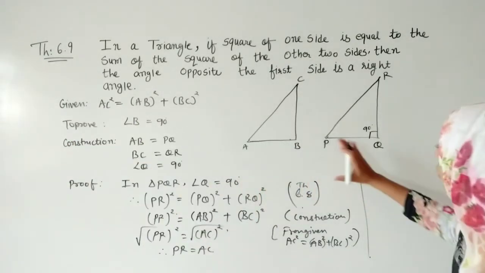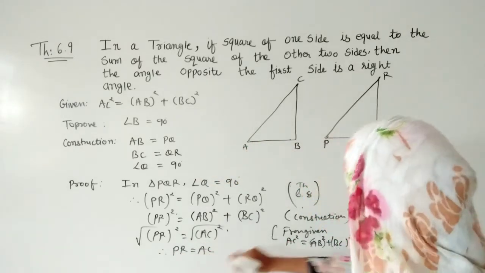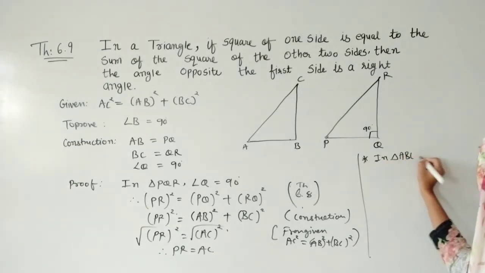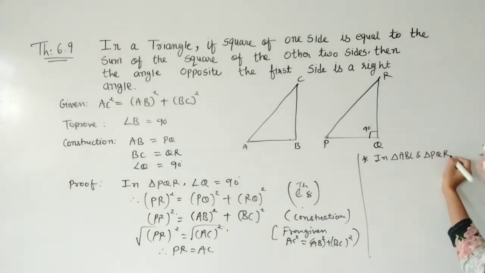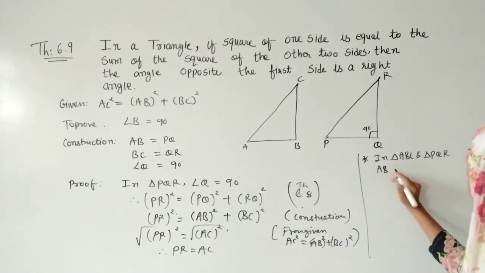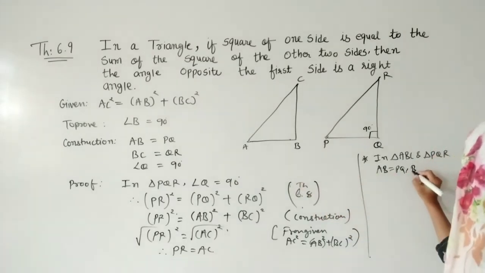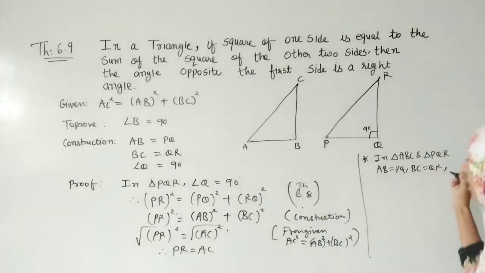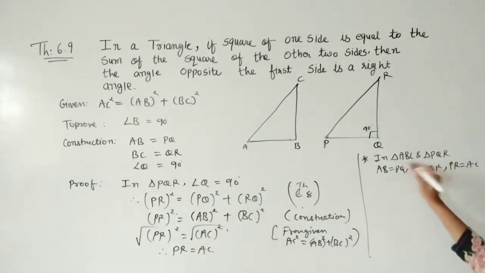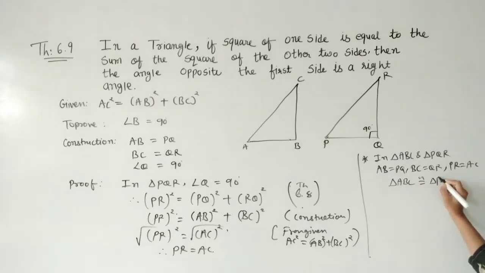As I told you, we had two sides equal and we got the third side. So here we will talk about triangle ABC and triangle PQR. If all the three sides are the same, meaning AB is equal to PQ and BC is equal to QR, and the third side, PR, is equal to AC, then these two triangles are congruent. So let us write it as congruent.